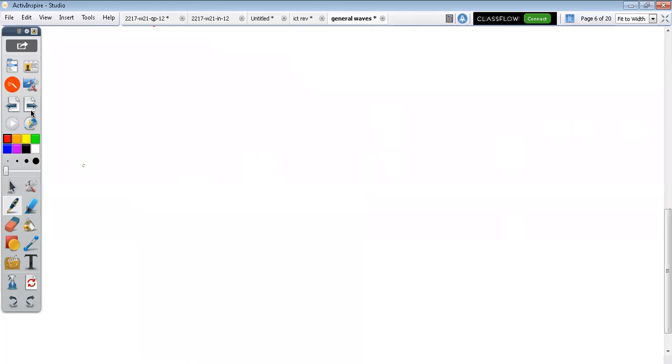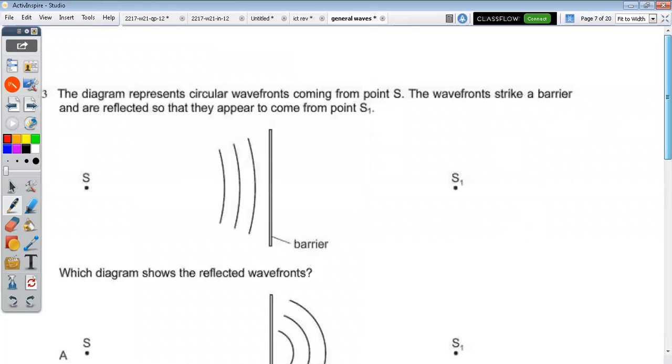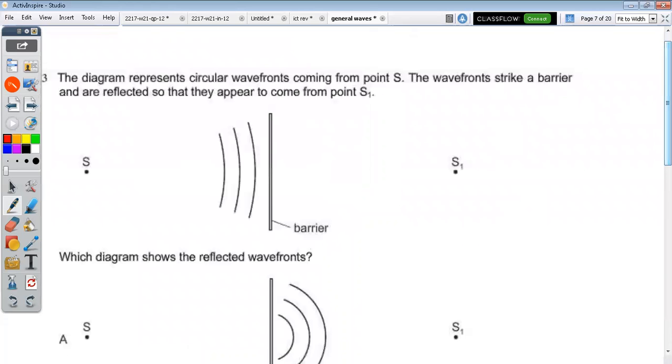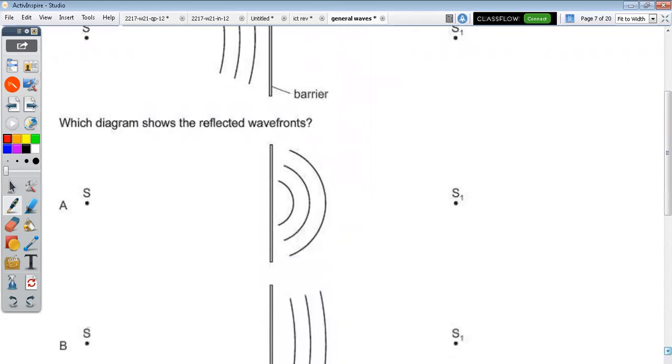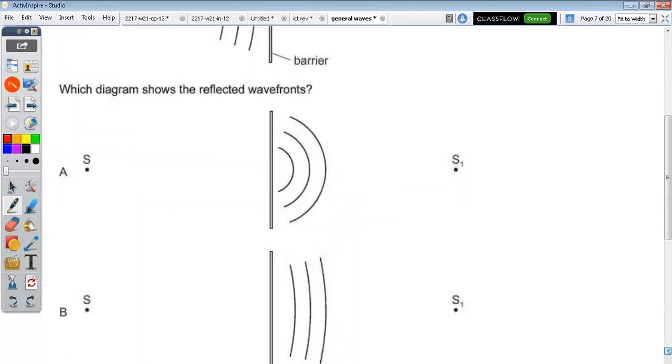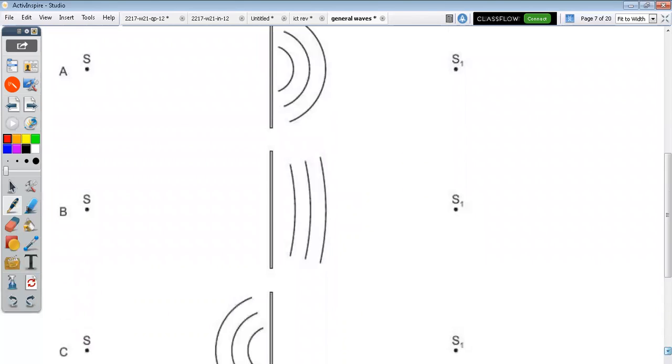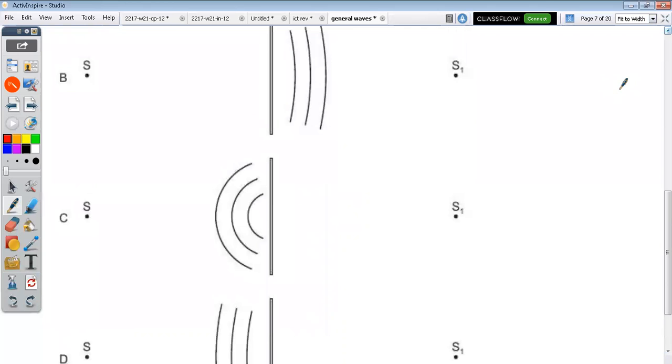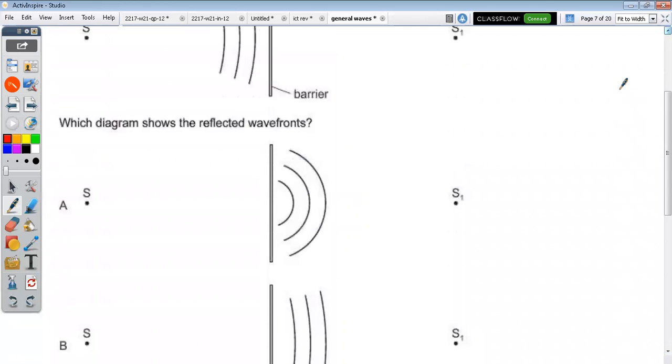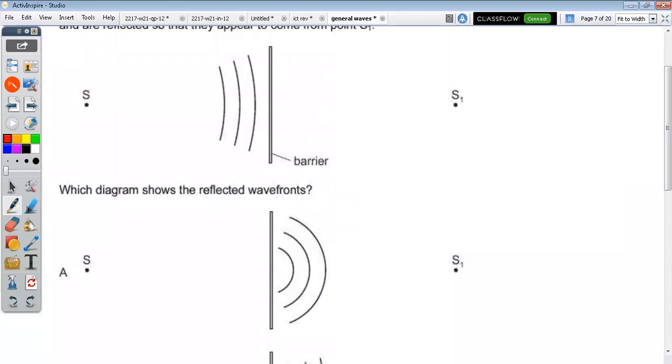Now, the diagram represents circular wavefronts coming from a point P. The wavefronts strike a barrier and are reflected so that they appear to come from point S. The diagram like that. Then which diagram shows you the reflection? Means they're hitting the surface and going back. So is A and B correct, or are they completely out?